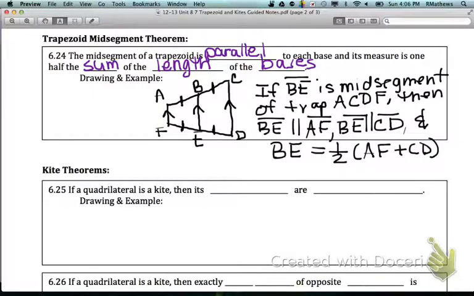So you have to add up the bases, AF and CD, their measures, add them together, and then divide by 2, and that will give you the length of BE. So make sure that you add those up. That's one of the main differences between this theorem and the triangle theorem.